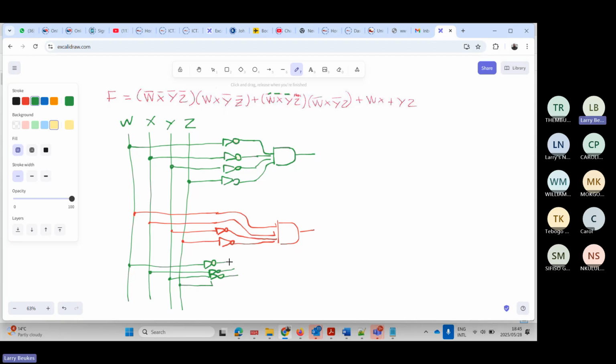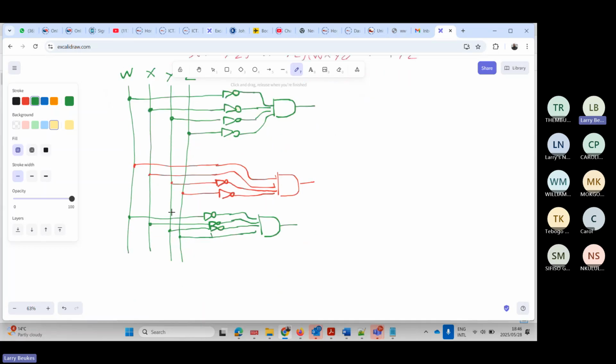All right. And then Z, we take it as it is. So these are inputs into a 4 input AND gate. All right. So now we are here, right? So here, what do we have? We have W, X, Y, Z. W complemented and Y complemented.